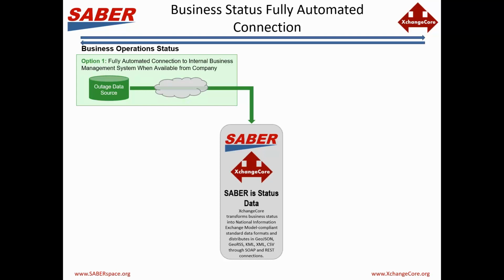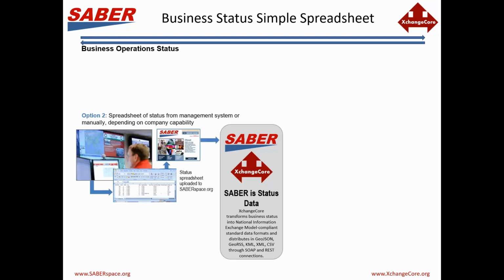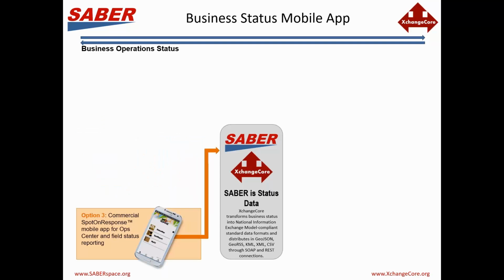And the way SABER works is it consumes information from business about their operational status in three different ways. There are direct connections that can be made between an internal business management system and SABER, the SABER XchangeCore. The second way, and this is the most popular option, is a spreadsheet that a business decides, this is what I'm using every day to report my business status internally. That exact same spreadsheet, SABER adapts to it and uses to take that data and turn it into national standard information formats. And the third way is the SpotOnResponse Mobile App that we'll talk about a little bit later.